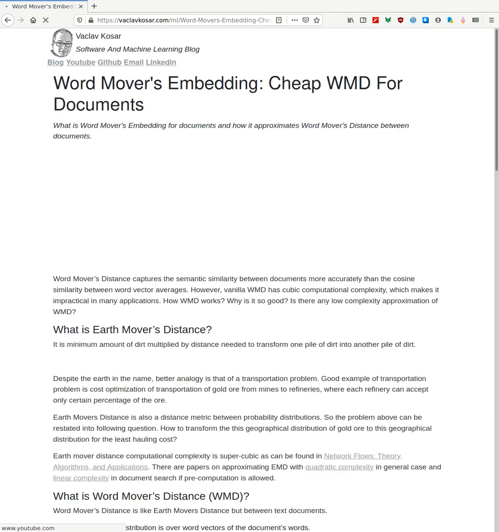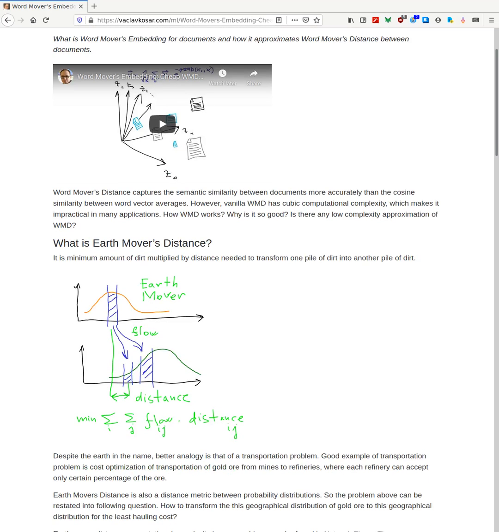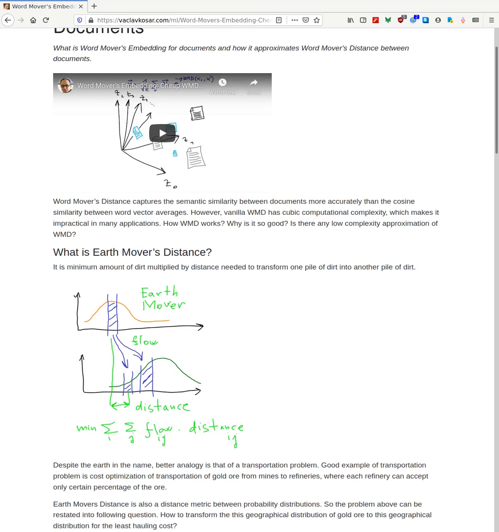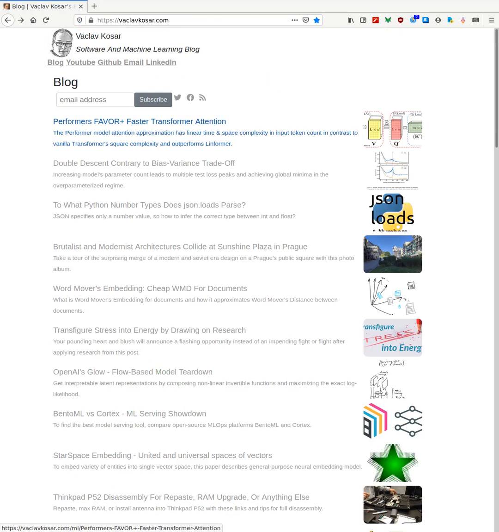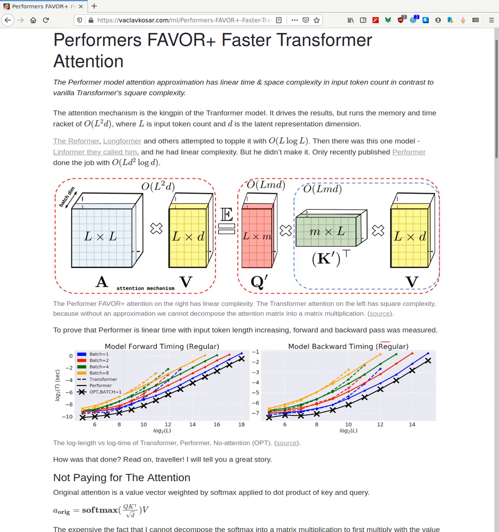So this is Word Mover's Embedding, cheap WMD for documents. There's a video there as well. So that was about using kernel approximations to approximate Word Mover's Distance, which is similar to the Earth Mover's Distance. Now here the same idea has been used in the transformer to reduce complexity from L squared, that means complexity of L squared in the input token count, to linear.